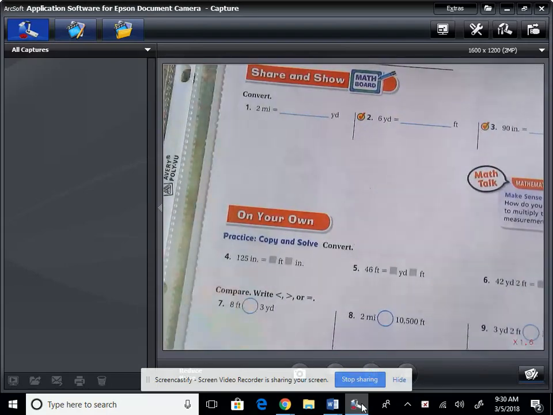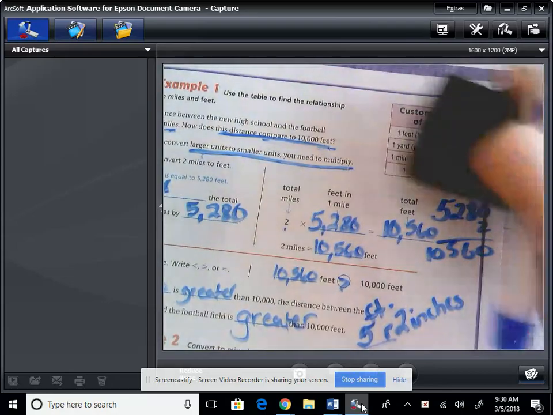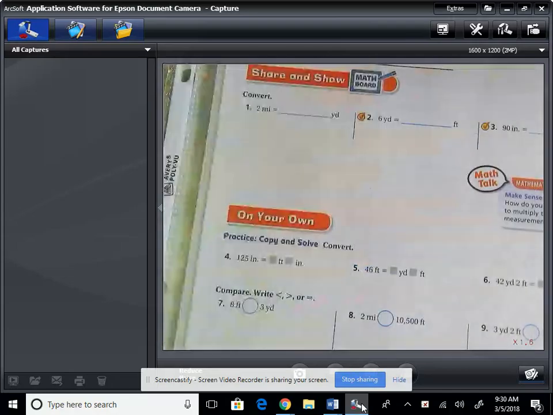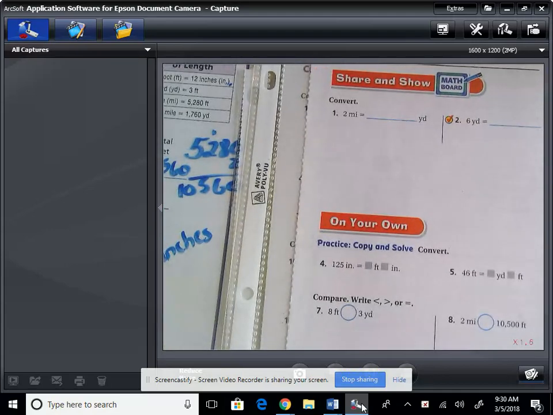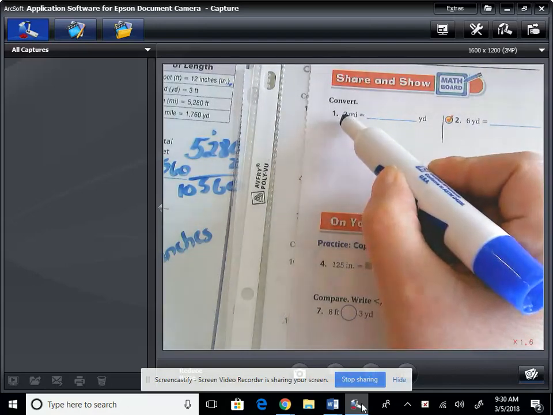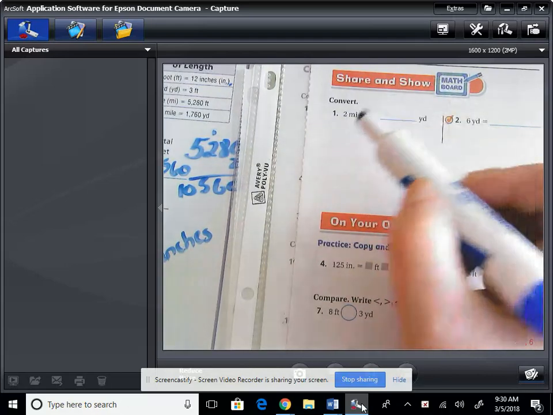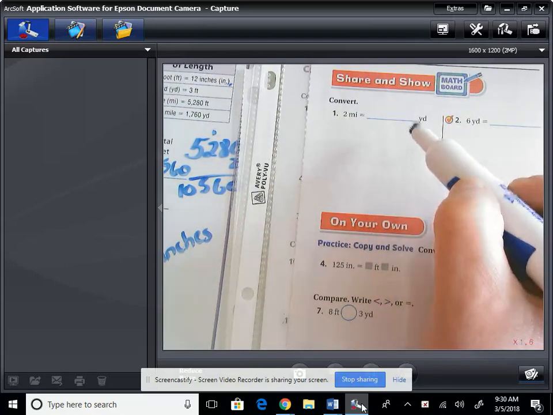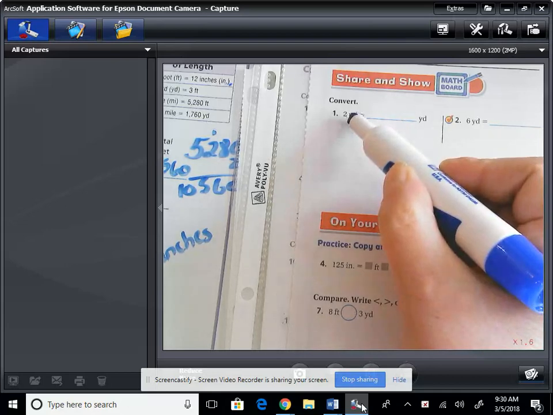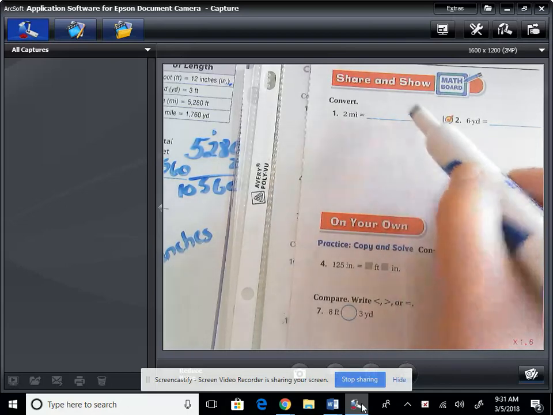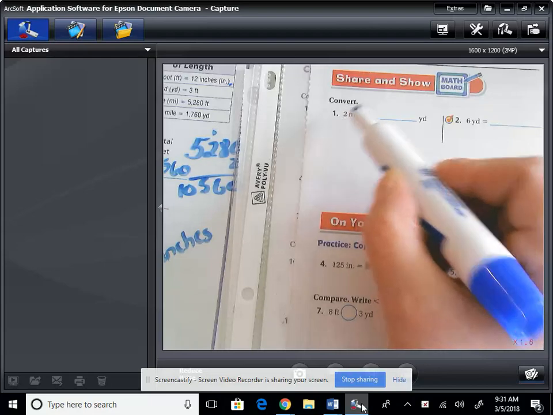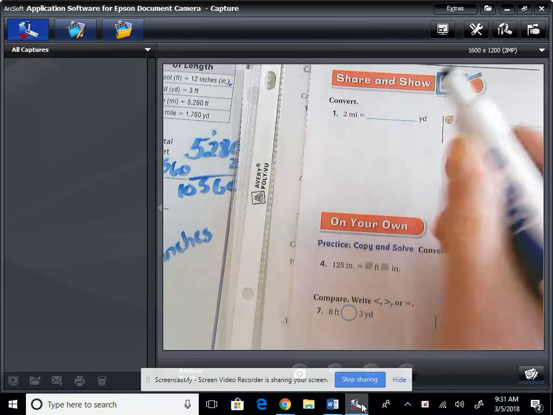Okay. So you're always going to have to keep out this table here because you're going to need that table to do some converting here. The first one I will do with you, and then the rest I want you to work with your partner. So we are converting 2 miles into yards. The first thing I'm going to ask myself: am I going larger to smaller or smaller to larger? I am going larger to smaller. When I go larger to smaller, you need to multiply.